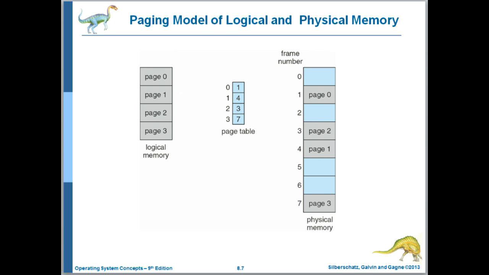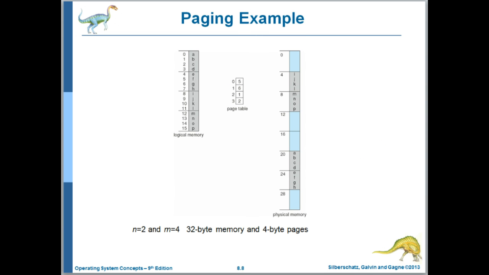So here's a figure illustrating it. We have a logical address space of 4 pages and the page table. So page 0 maps to frame 1, page 1 maps to frame 4, etc. So you can see that the pages can be placed into any available frames. Now this is illustrating the same thing using byte level addresses.